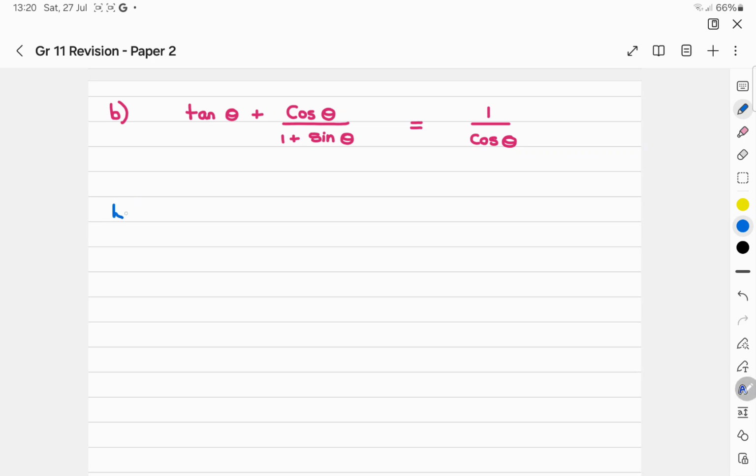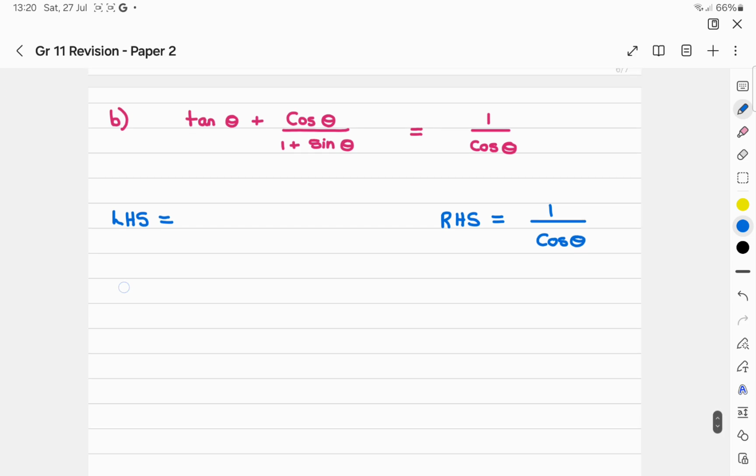Okay. So we need to create a left-hand side and a right-hand side. Our right-hand side is sort of simplified. It is just one term. So we're just going to leave it. Maybe sometimes you tweak it, but most of the time you just work on your left-hand side.